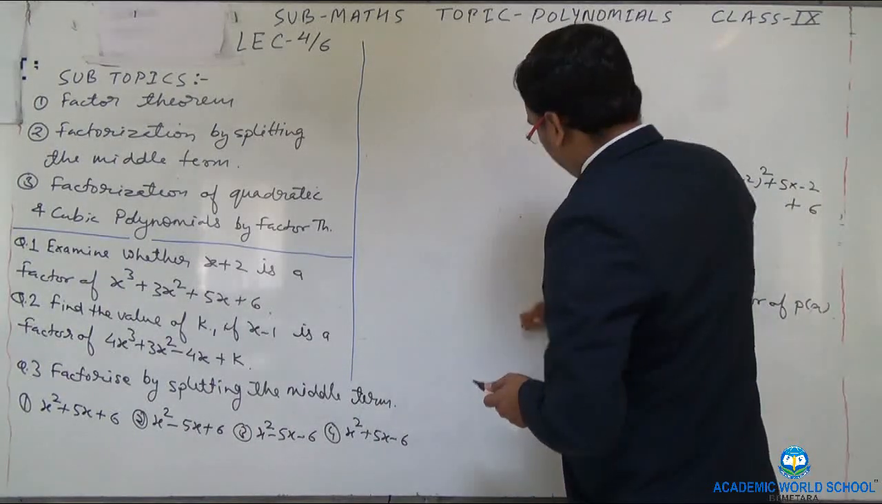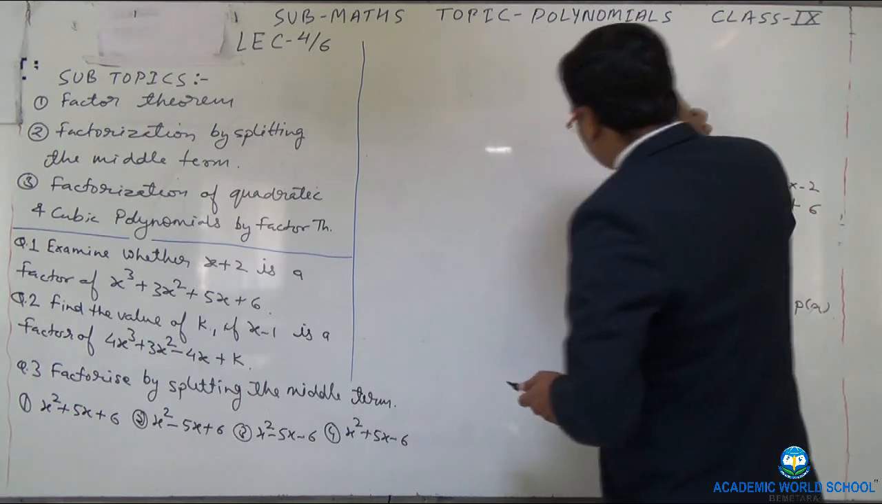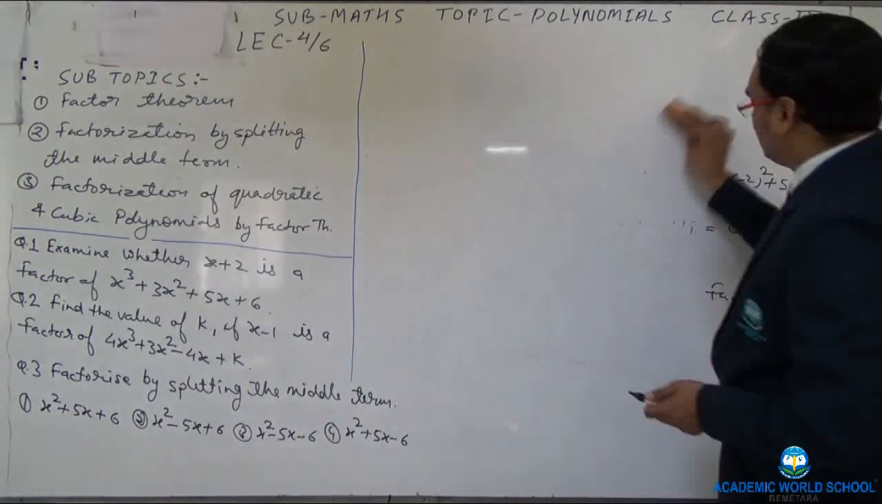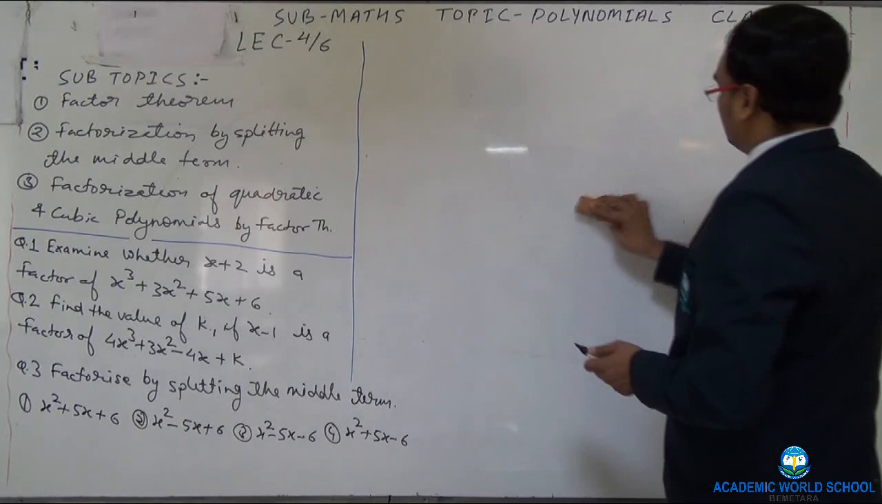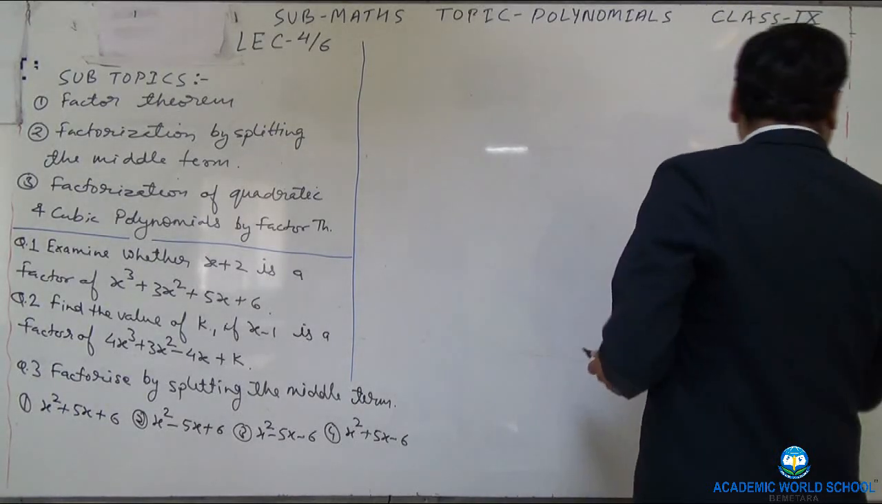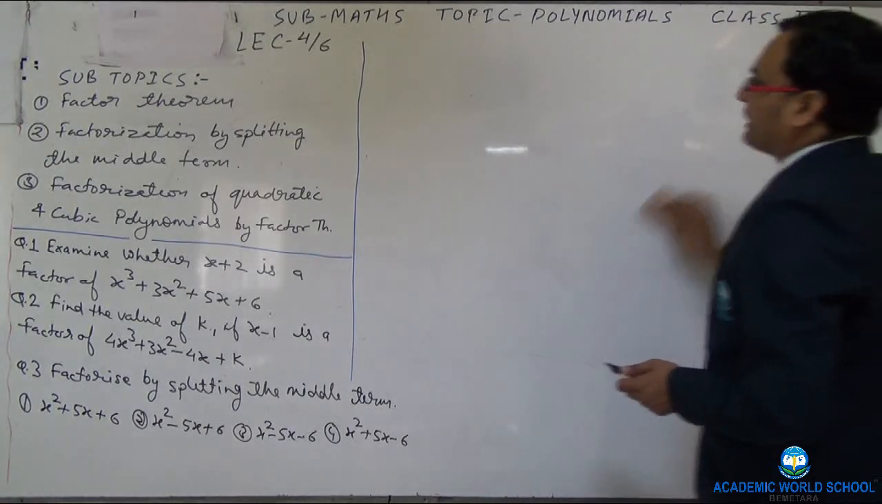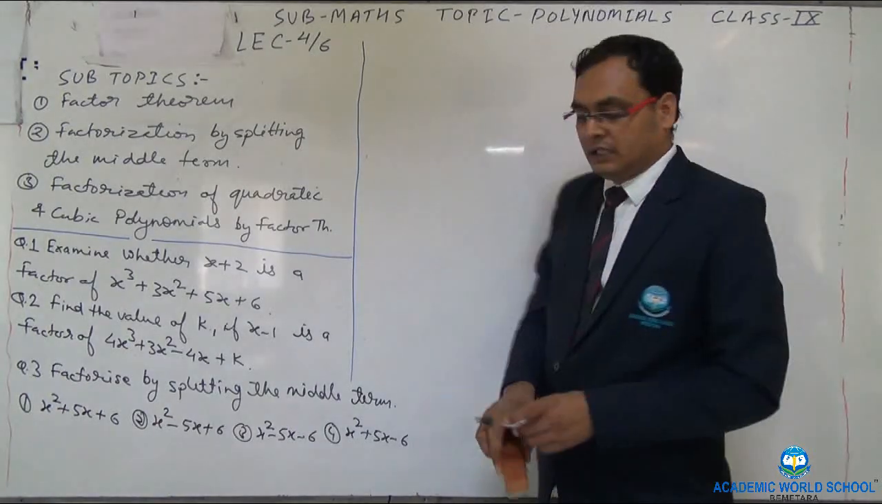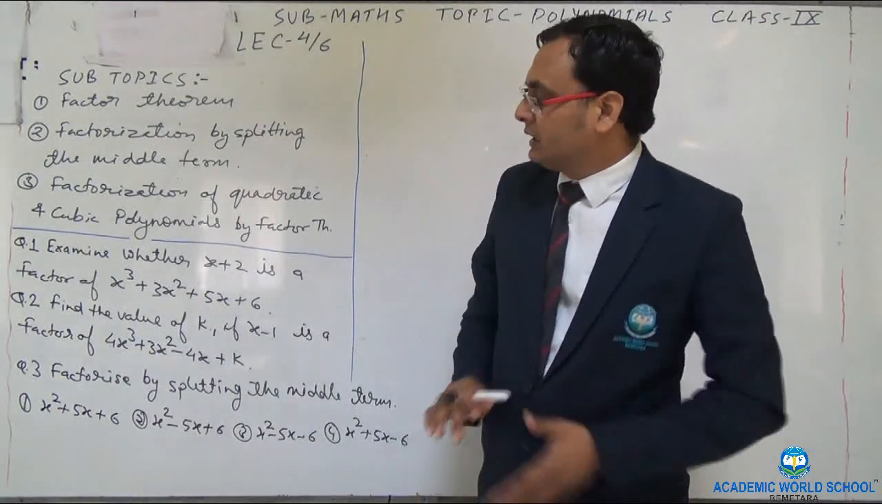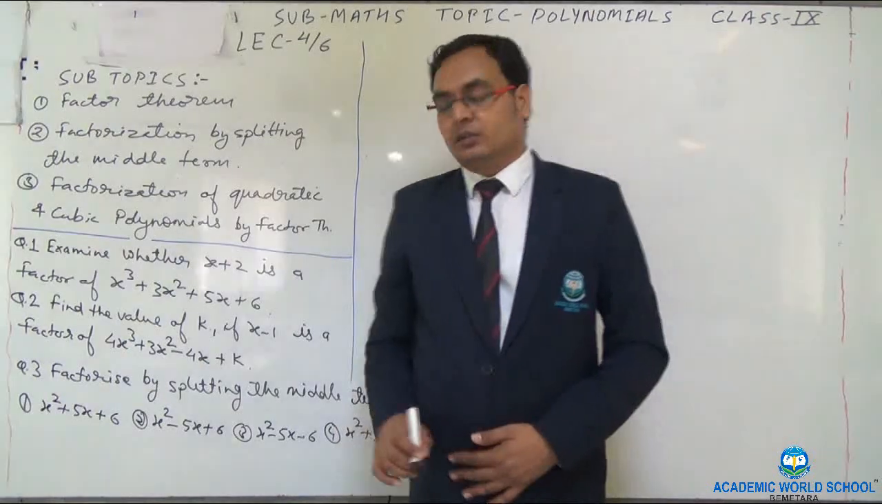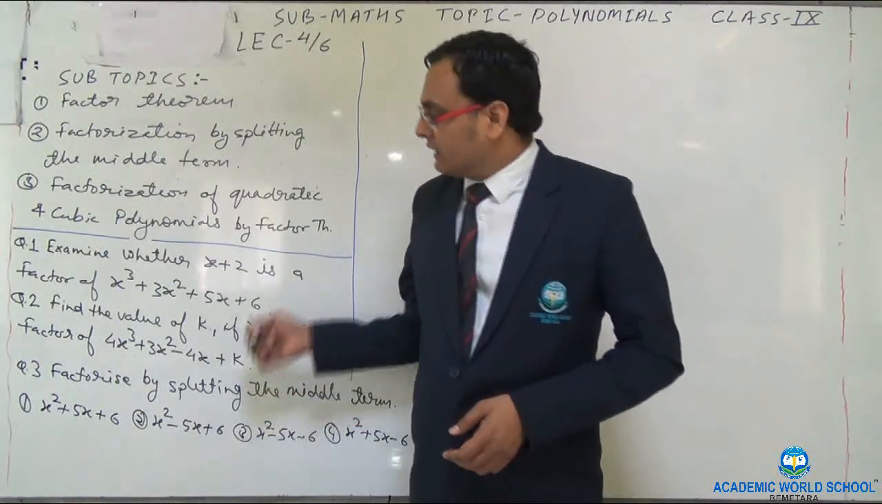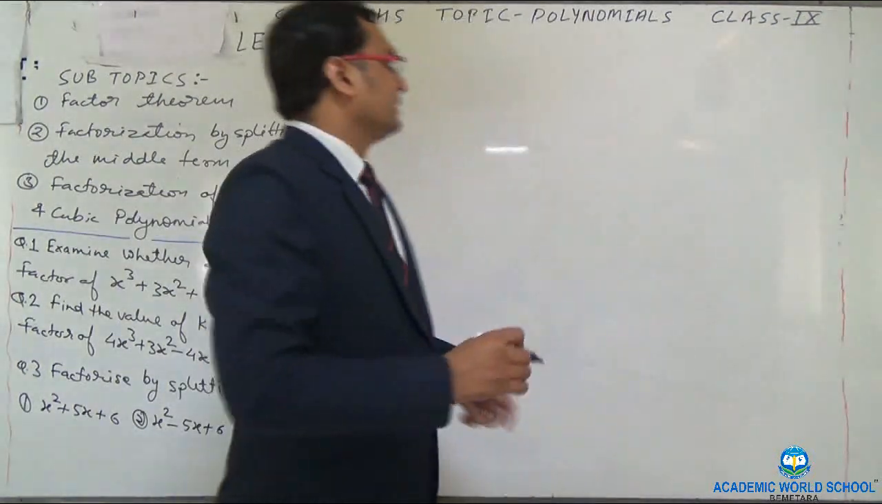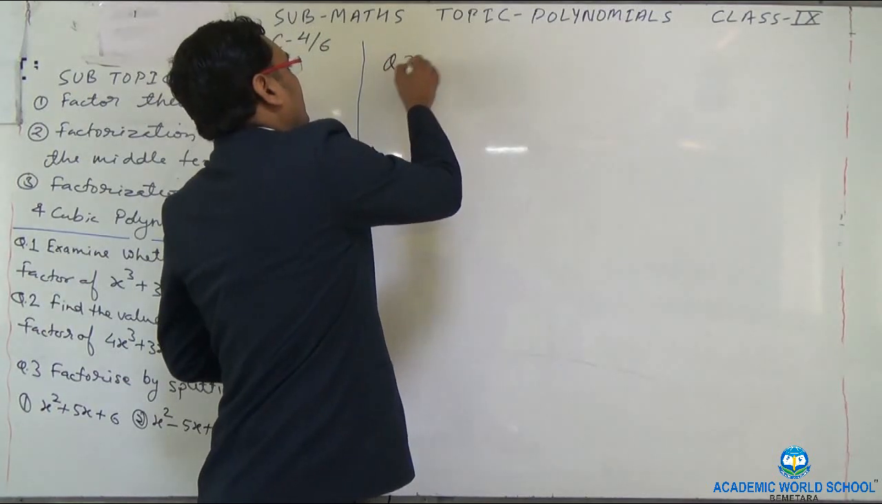As we are given this linear polynomial x minus 1 is the factor of this given polynomial, so obviously the remainder will be 0, and if remainder is equal to 0, then we will find the remainder p(a) and put p(a) equal to 0 and solve it to get the value of k. So let us solve this question. Question 2.